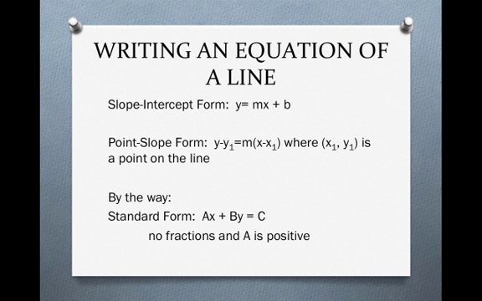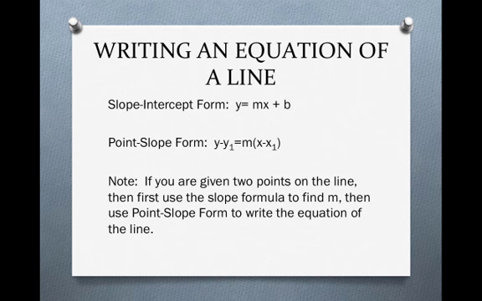Remember, standard form is ax plus by equals c. There's no fractions, and a is positive. It's like the formal way of writing the equation of a line. Note, if you are given 2 points on the line, then first use the slope formula to find m, y2 minus y1 over x2 minus x1. Then use point slope form to write the equation of the line.